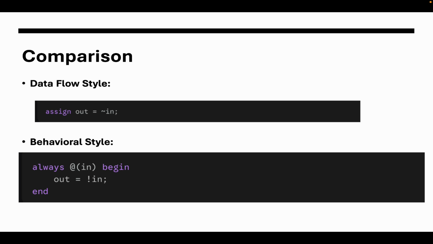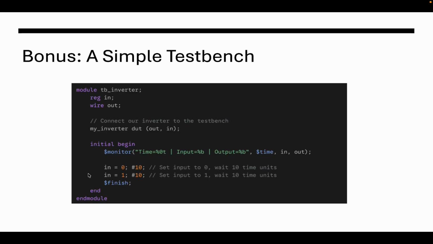In comparison, if you want to write a CMOS inverter using data flow style, we'll just write assign output equals NOT of input. Whatever your input is, we'll invert it. In behavioral style, we'll write always @(input) begin output = not of in; end. This is how we'll write it in behavioral style.